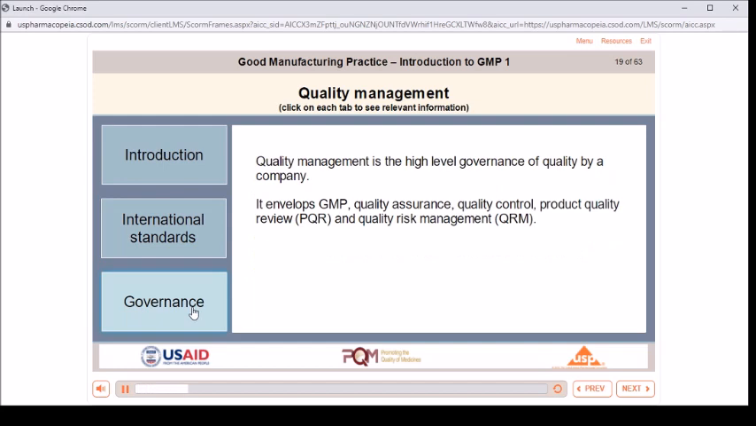Governance. Quality management is the high-level governance of quality by a company. It envelops GMP, quality assurance, quality control, product quality review, PQR, and quality risk management, QRM.